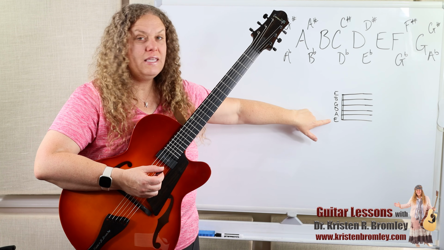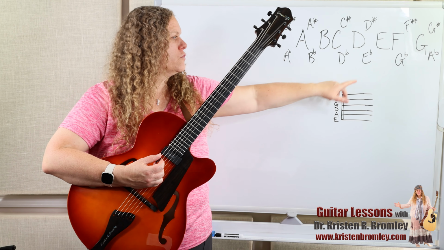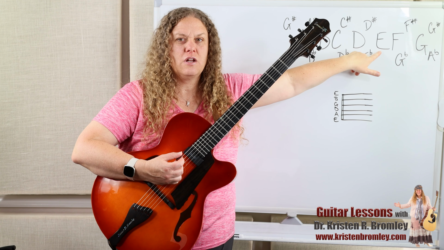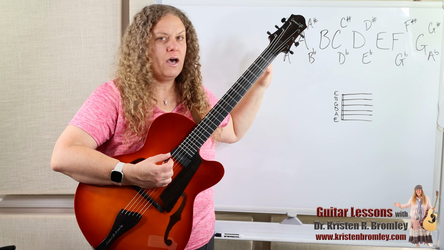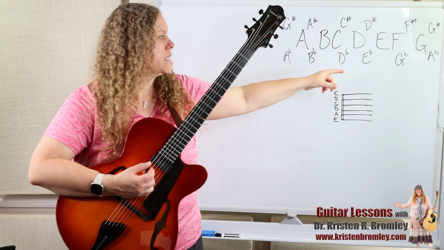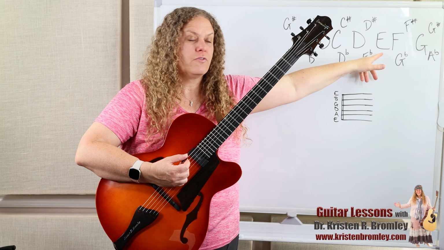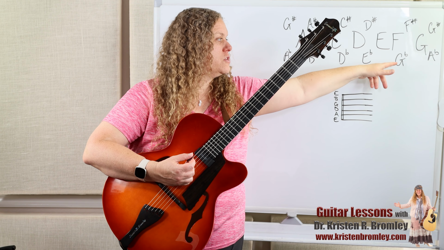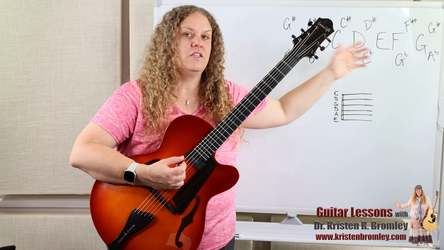So we have the E on that low 6th string. If we start on an E pitch in our chromatic scale layout of our 12 pitches in scale order, then we just move right up the fretboard: E, F, F sharp or G flat, G, G sharp or A flat, and so on.